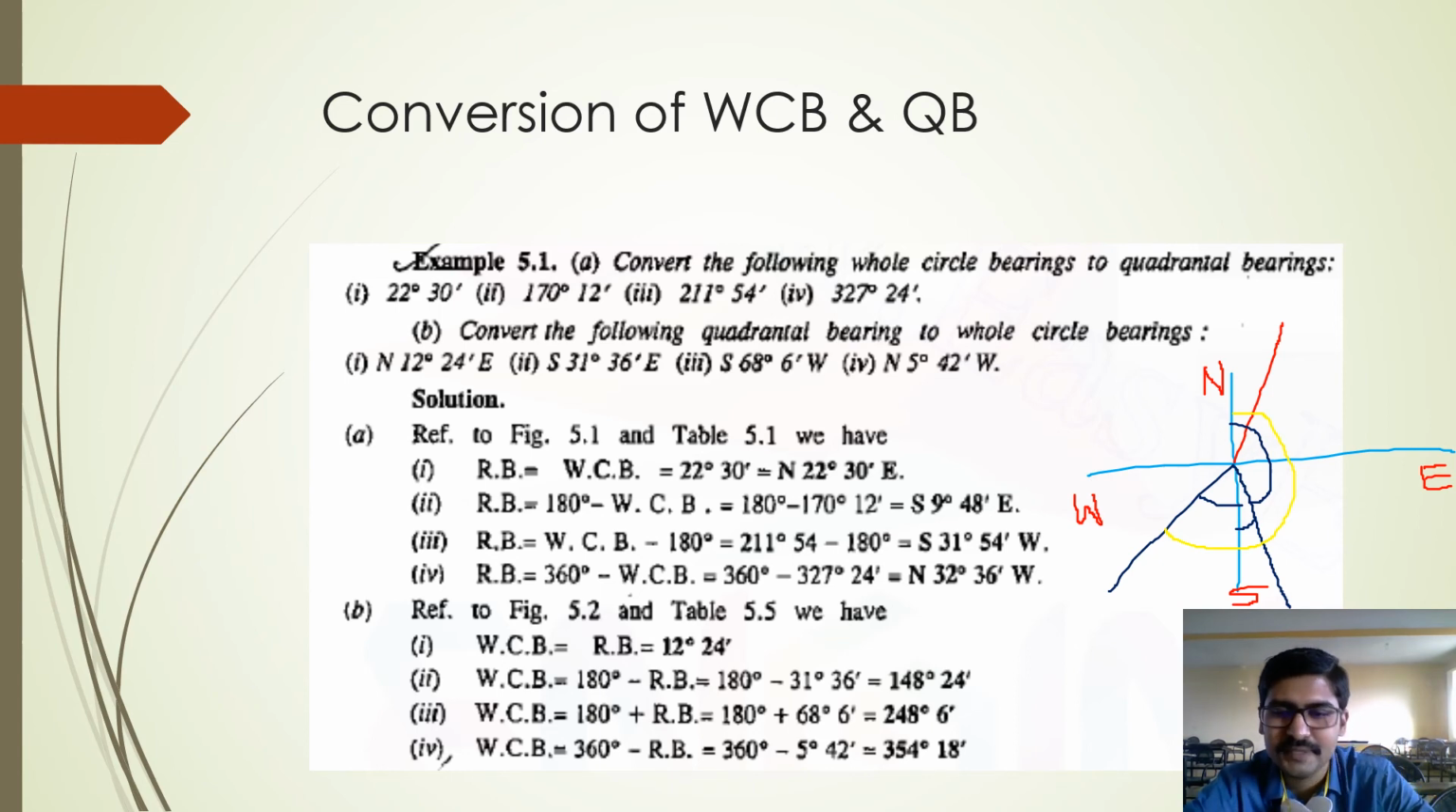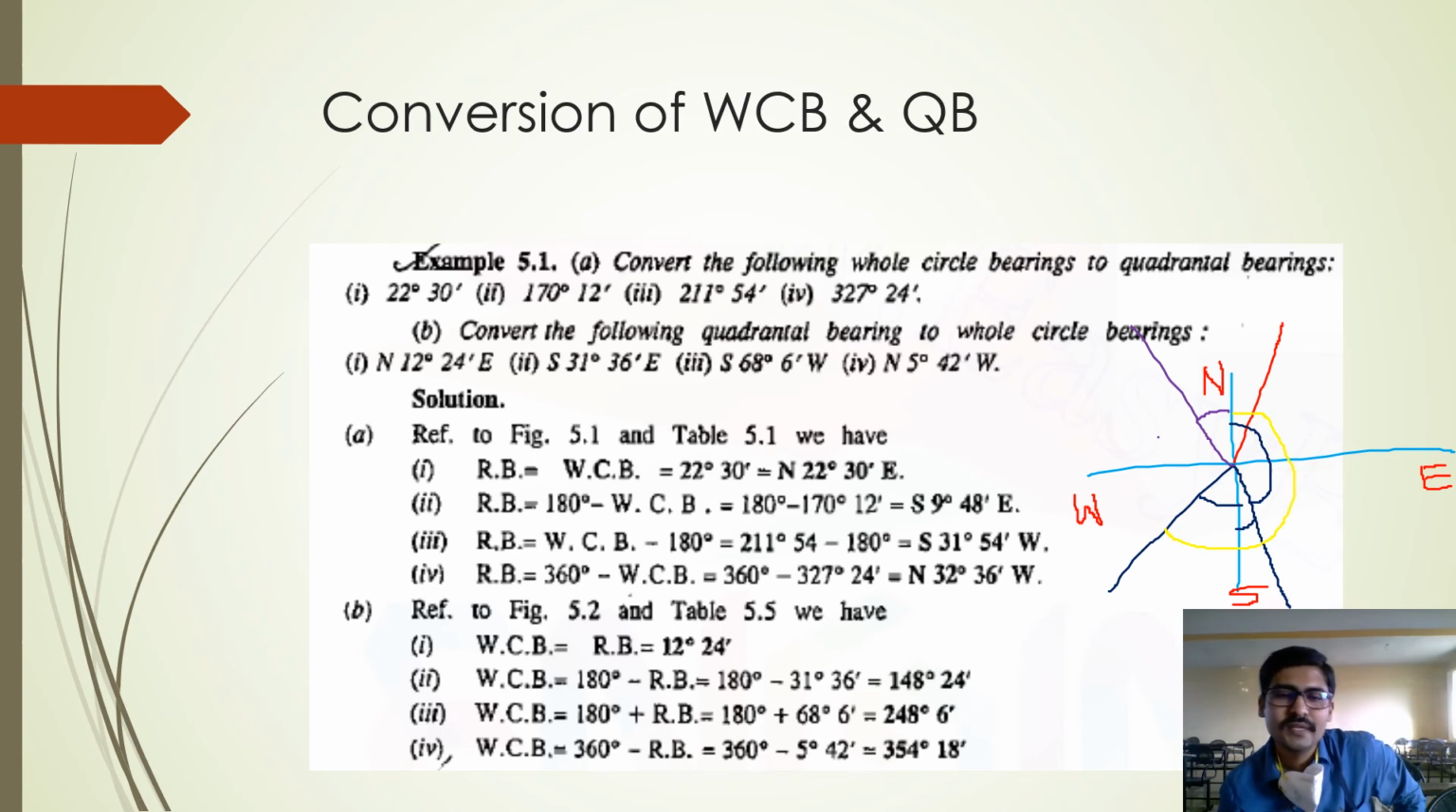In a similar way, the last line is 327 degrees, so it will be somewhere in the last quadrant, the northwest quadrant, almost nearly 360, so it is nearer to north. So 360 minus the bearing of that line will give you this angle, which is the bearing of the line in the quadrantal bearing system, right? So it will be north 32 degrees 36 minutes west, right? This is how the conversion takes place.